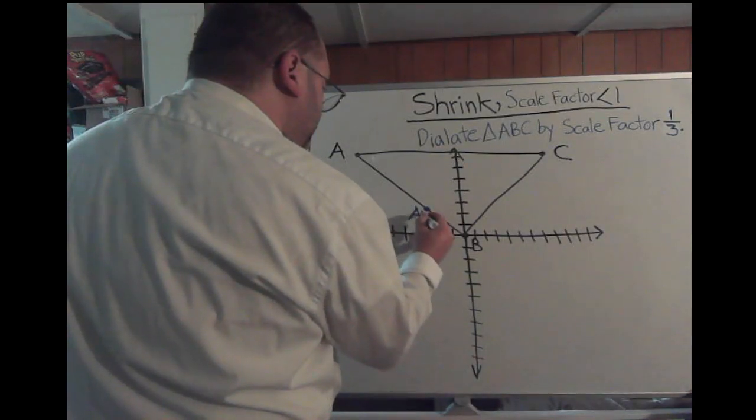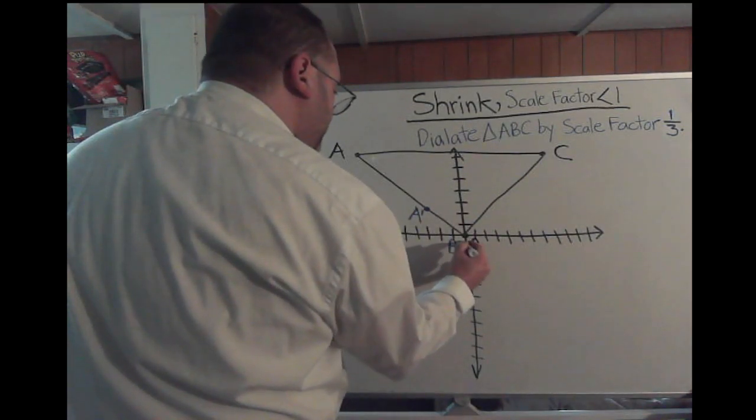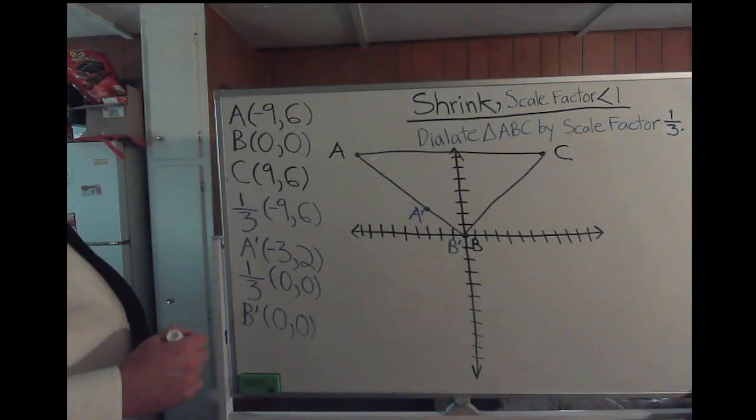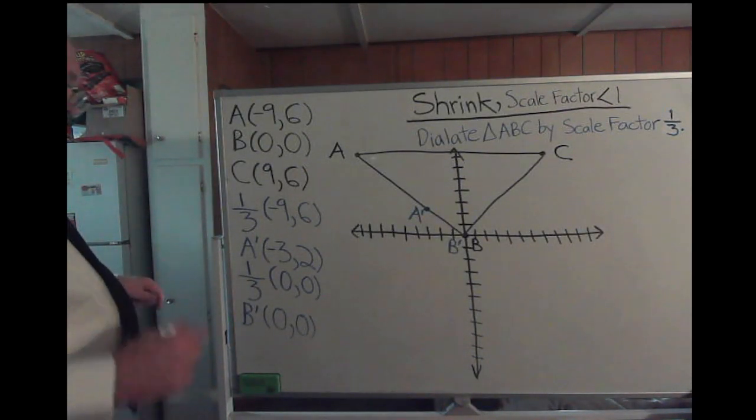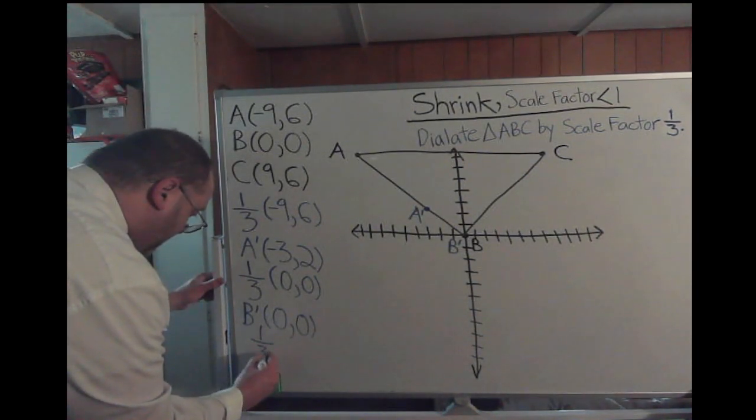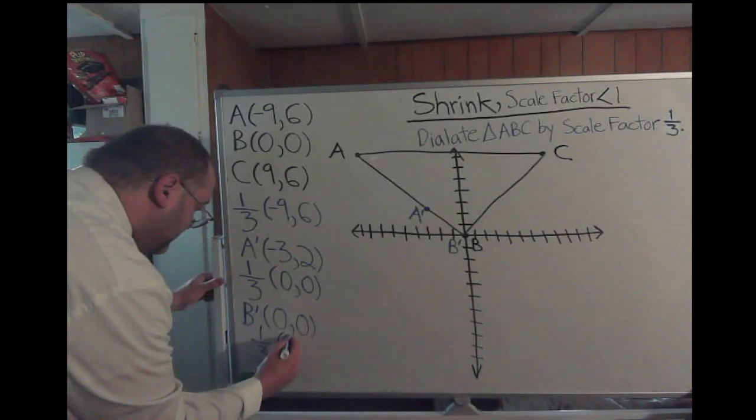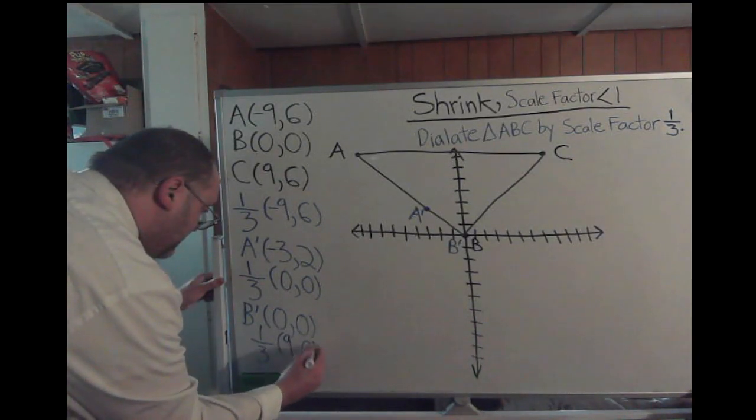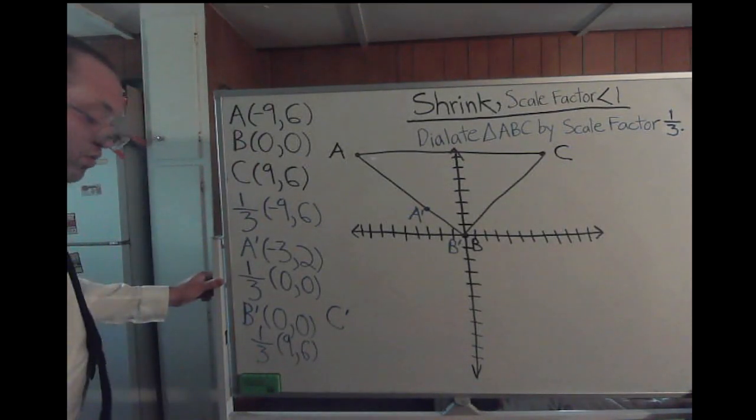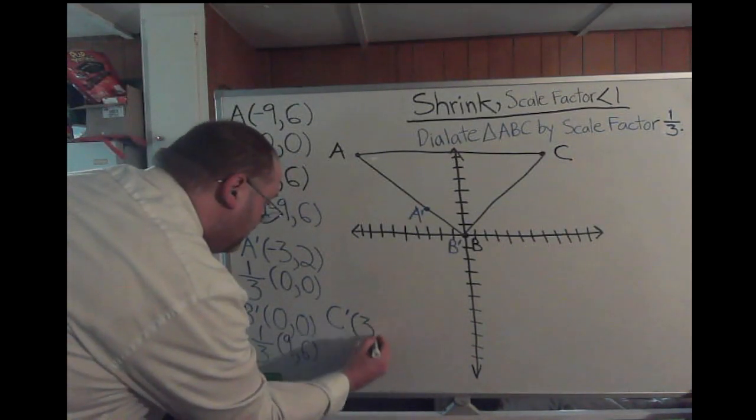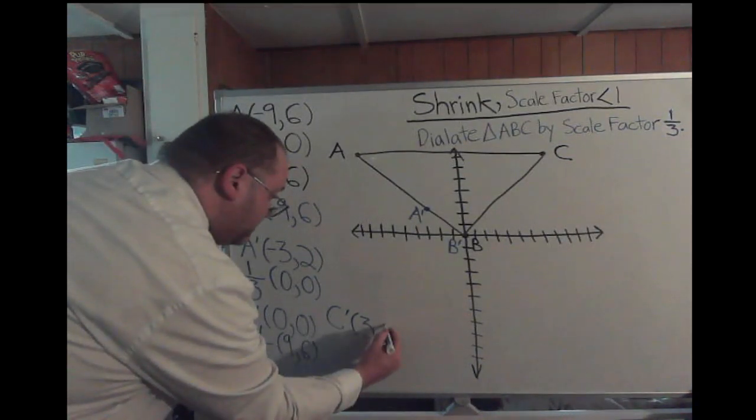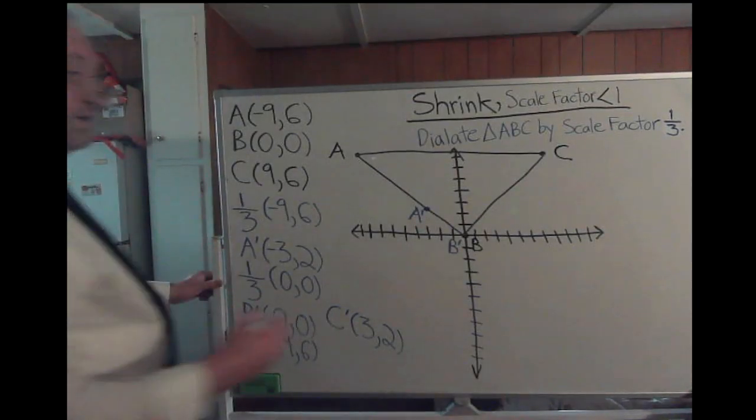So we got A prime here. We have B prime here. So B and B prime share the same coordinate at 0, 0. But we need to deal with C. Again, do 1/3 of your C coordinate, which would be 9, 6. So C prime, you're going to have 1/3 times your x coordinate of 9. That'd be 3. Then you'll have 1/3 times your y coordinate of 6. That'd be 2. So C prime is located at 3, 2.